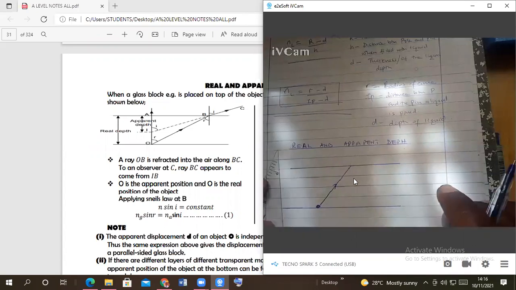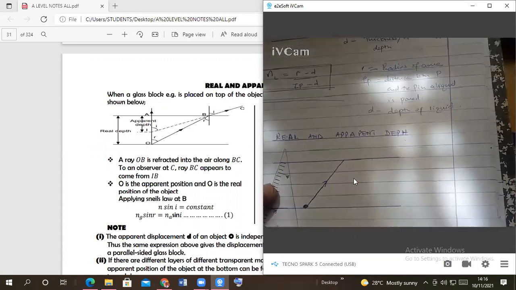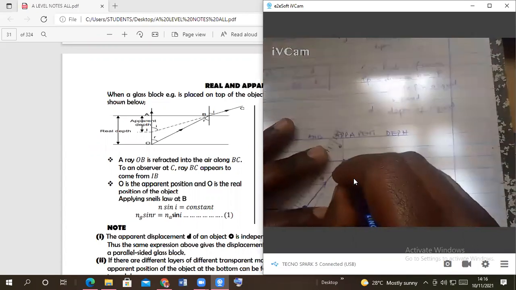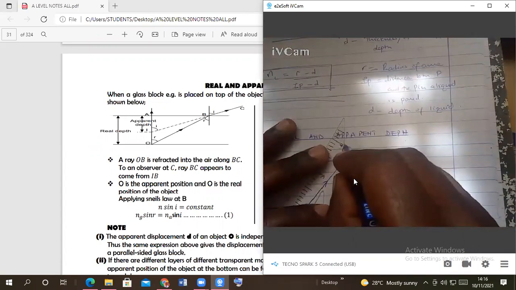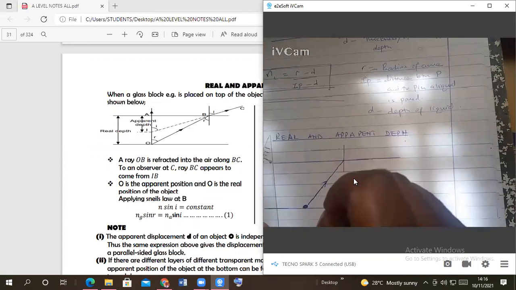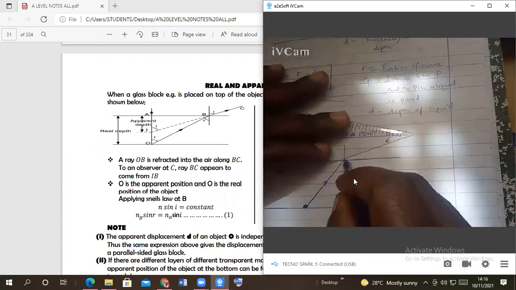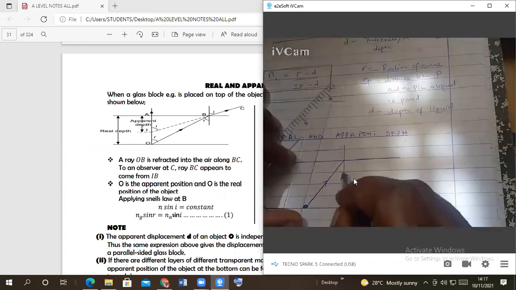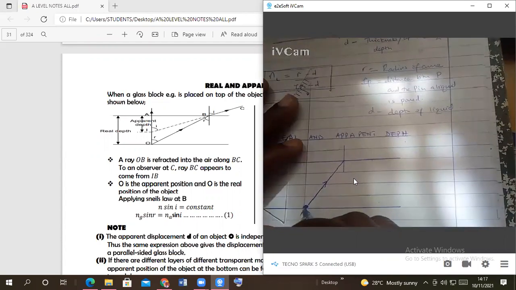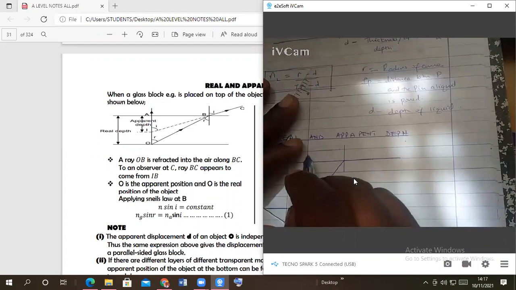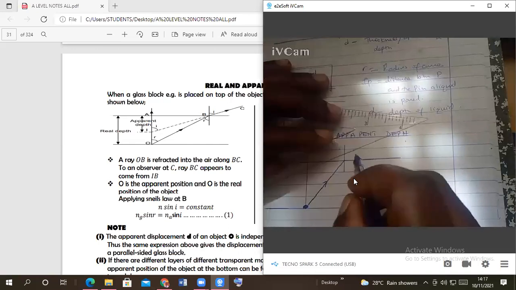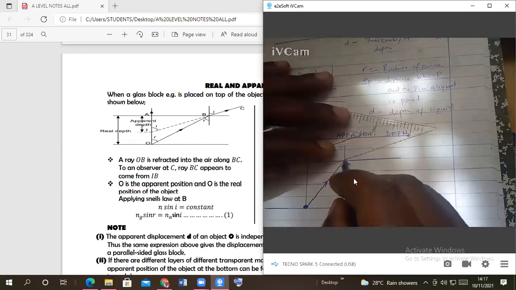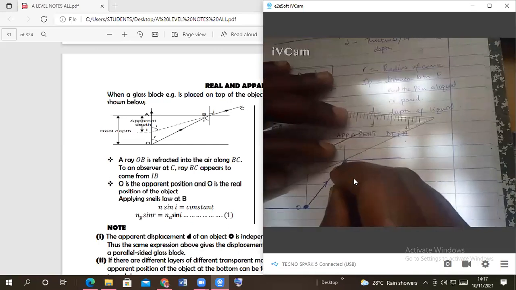Then at this point here, it will suffer refraction. So we have a normal drawn, and you have a ray. But to draw that, let me first draw this vertical distance here. This vertical distance is going to help us to determine where the image is going to be, because this is the object O.